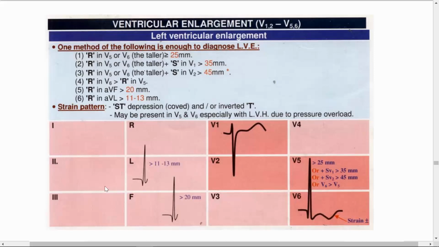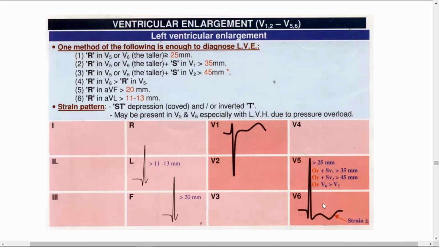The other criterion will be the R in aVL more than 12. If you didn't find both, this is the most popular, okay. You can judge by the aVL: if more than 12 millimeters, or more than 12 small squares, the patient has LVH, okay. But the patient shouldn't have left bundle branch block. So you should exclude left bundle first, okay.